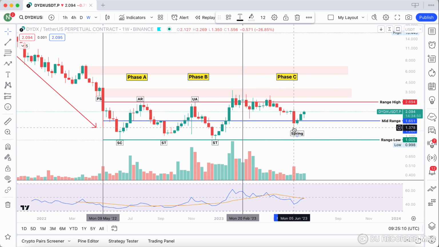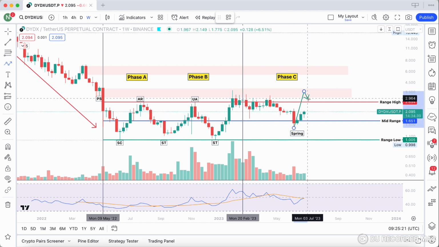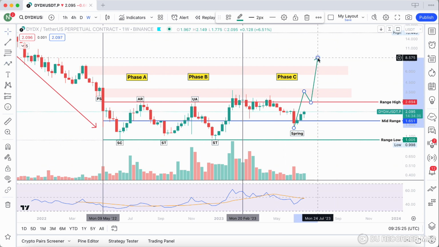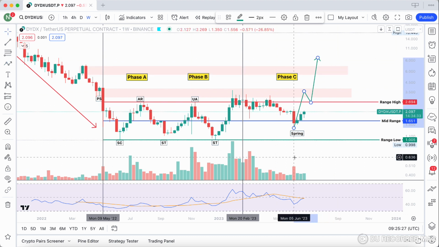And to identify a spring, it's only after the act. Only once we move away from the range to the upside and test the range high as support and proceed, only then can we tell for certain if this is a spring or if it wasn't a spring.